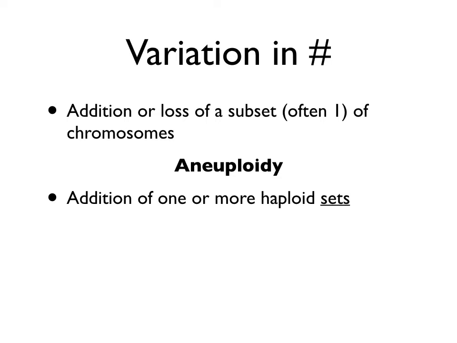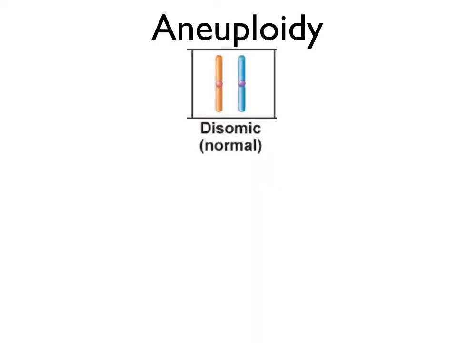The addition of one or more haploid sets is a change in the total number of chromosome sets that exist within an organism, okay? And this is referred to as euploidy. Now, aneuploidy is almost certainly the condition, or one of the genetic conditions that you're probably most familiar with, okay? And we'll talk about which one that is here in just a moment.